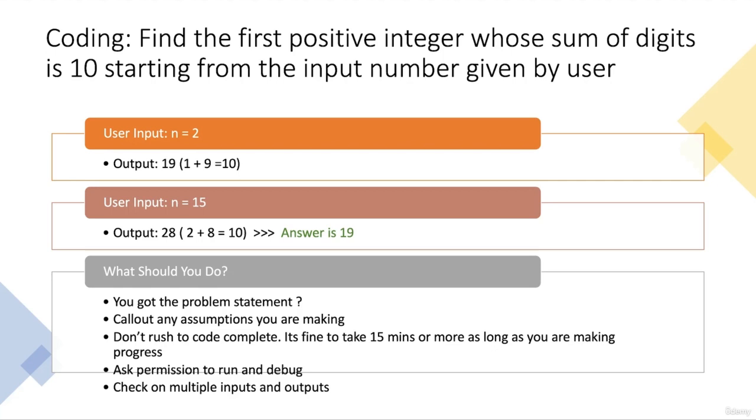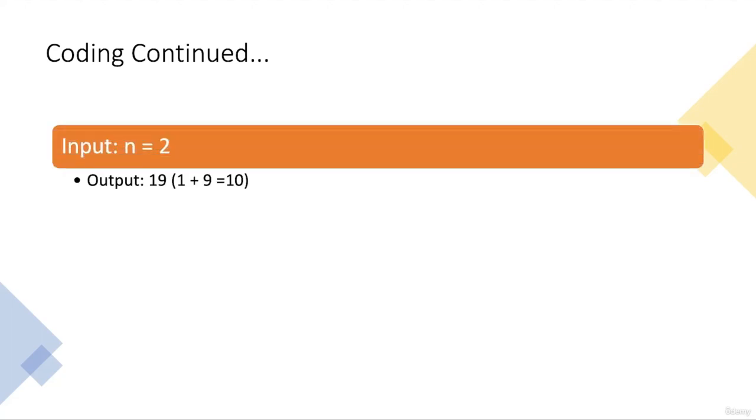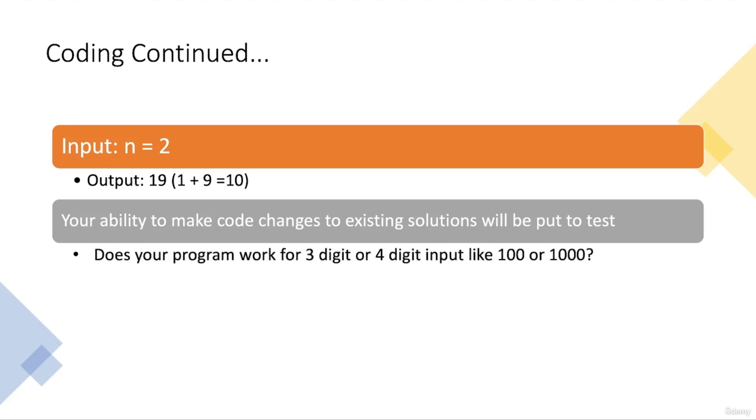Now moving on to the next slide, we are still continuing with this coding problem statement, which is: input is n equal to 2 and output is 19. Now here's what the interviewer is going to do next. Let's say you write this piece of code and it is running fine. Now he's going to test your ability to make changes to an existing solution. First, he's going to ask whether your program works for a 3-digit or 4-digit input. Like let's say I give the input as 100. In this case, I am expecting output to be 109 because 1 plus 0 plus 9 is 10.